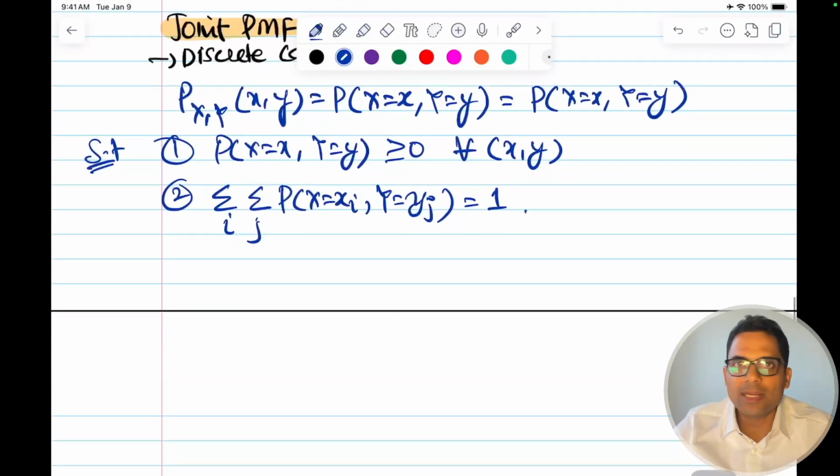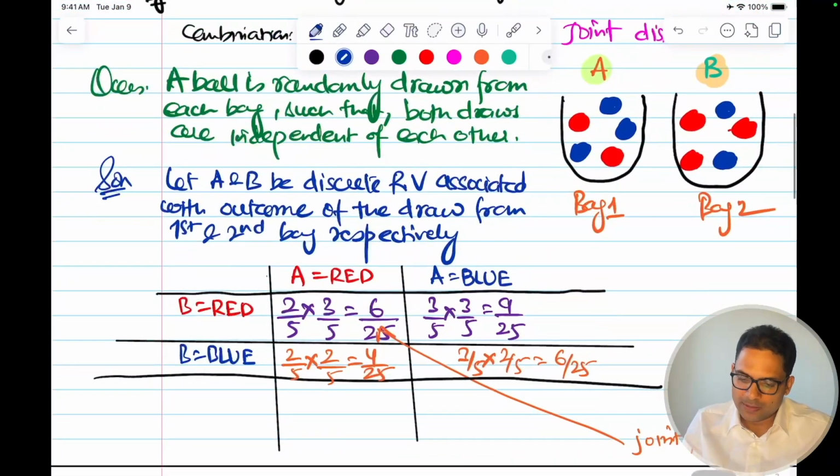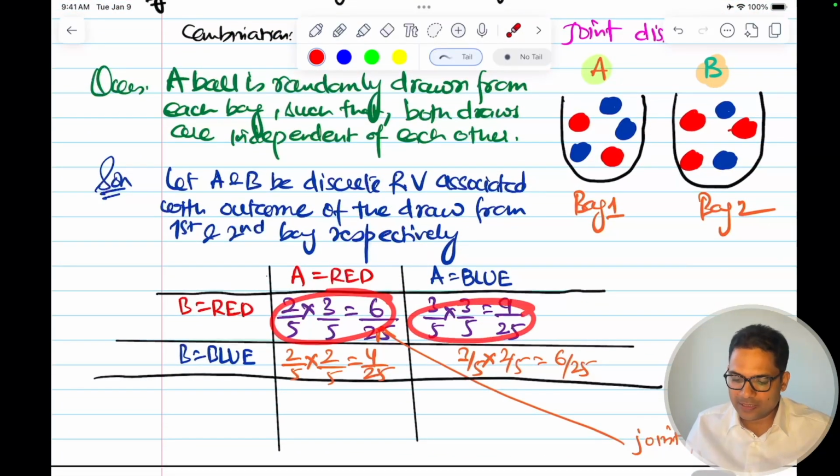So I hope the joint PMF is clear. So this is the notation, and this is the example that we discussed here, right? So this is a discrete case only.